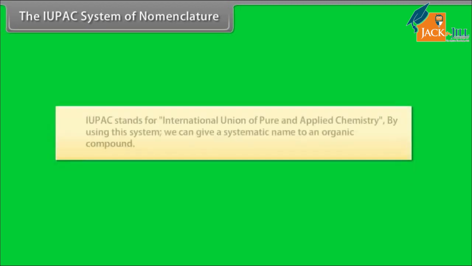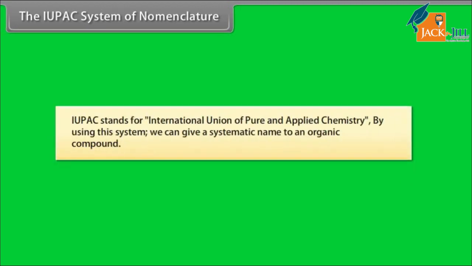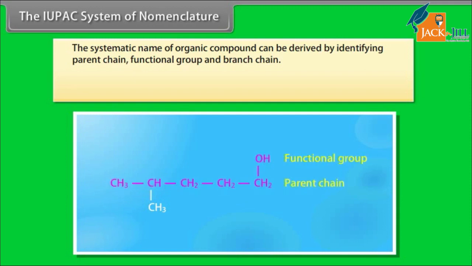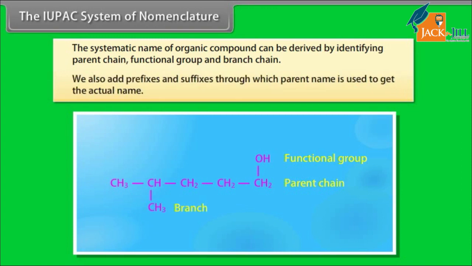The IUPAC system of nomenclature. IUPAC stands for International Union of Pure and Applied Chemistry. By using this system, we can give a systematic name to an organic compound. The systematic name of organic compound can be derived by identifying parent chain, functional group, and branch chain. We also add prefixes and suffixes through which the parent name is used to get the actual name.